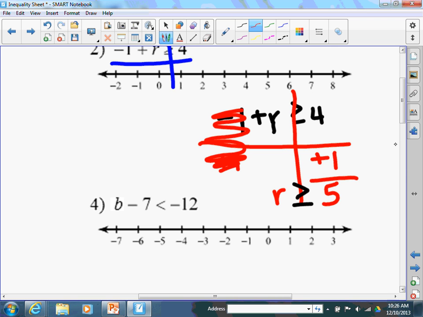Okay, now we go up. Open circle or closed circle? On what number? And which way do I shade? Right or left? Right. Any questions so far? Okay, number 3.